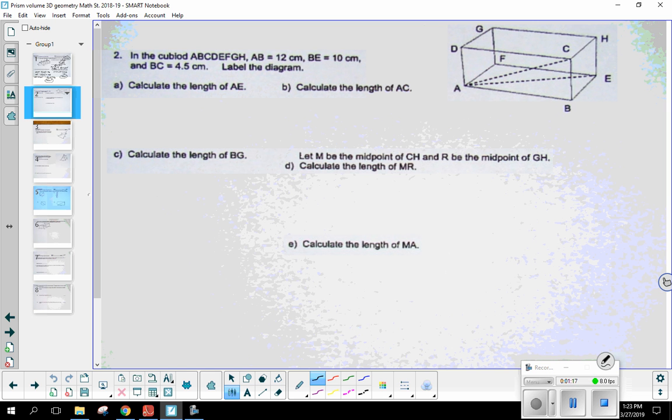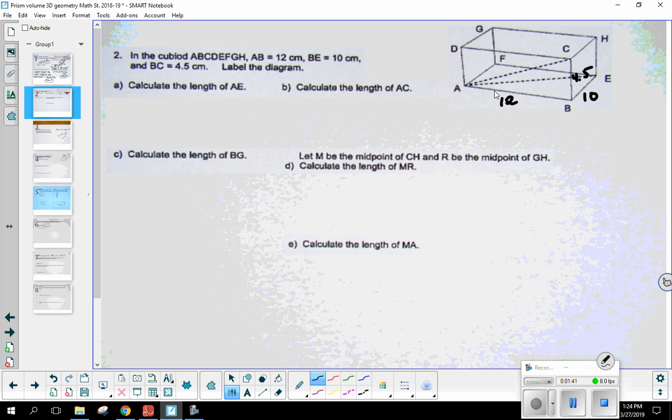So we know the length of AB is 12 centimeters. BE is going to be 10. And BC is 4.5, so the height here is 4.5. We went ahead and labeled the diagram. So it looks like we got 5 parts here. So calculate the length of AE.